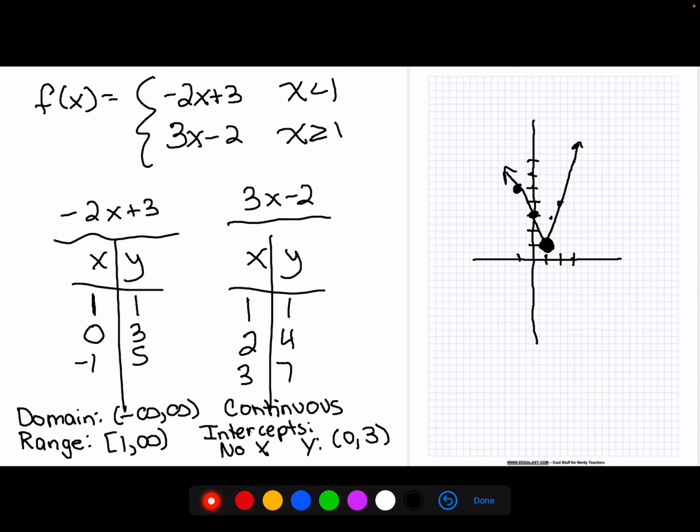Okay, so that's a little bit about that piecewise-defined function. Let's look at a couple more examples. This next one to me is a little more interesting than the previous one. Of course, my definition of interesting is probably different from yours.